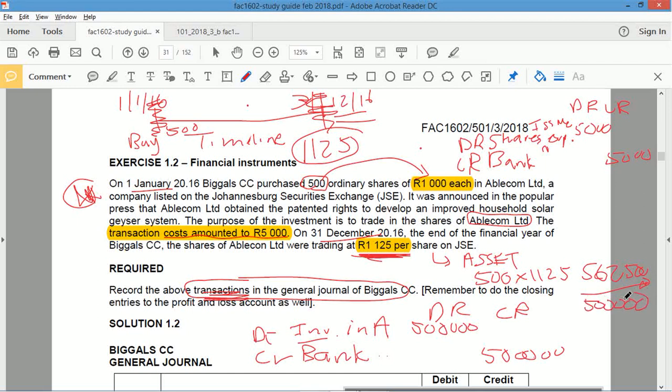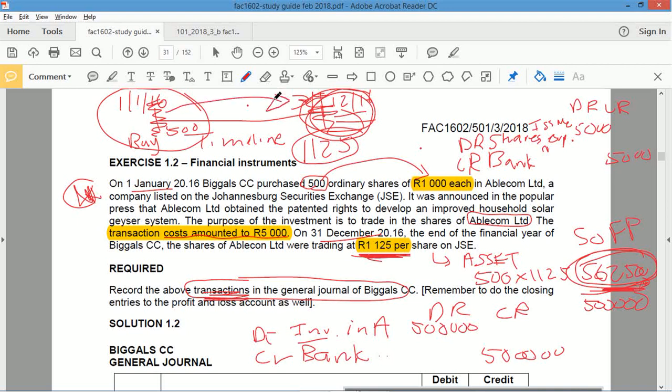Okay, but remember, this 562,500 is going to go where? Statement of financial position. Because at that date, at that point in time, this is how much we have as an investment. Right, is that what we started with? No, we started with 500,000. And you made a profit of 62,500. Yeah, so the profit was what we derived over that period. So we have to debit or credit what? We have to debit bank. No, we're not receiving cash. Debit shares. Yes.